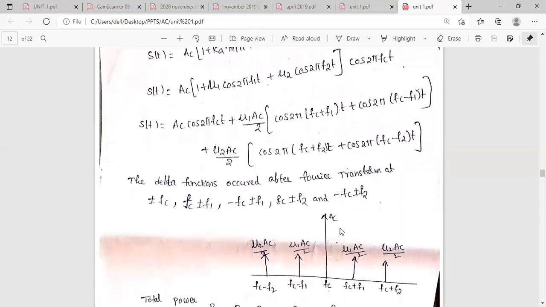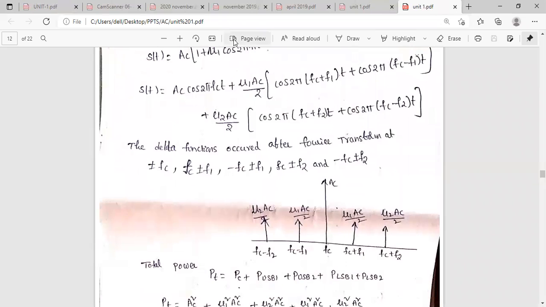So you can draw the spectrum, and these are the amplitudes. What is the amplitude? Ac for the carrier, and for the sidebands the amplitude will be equal to mu Ac by 2. And since it contains two frequency components, the modulation index will also be different, so you may write mu1 and mu2. Mu1 is the modulation index for the frequency component f1, and mu2 is the modulation index for the frequency component f2.